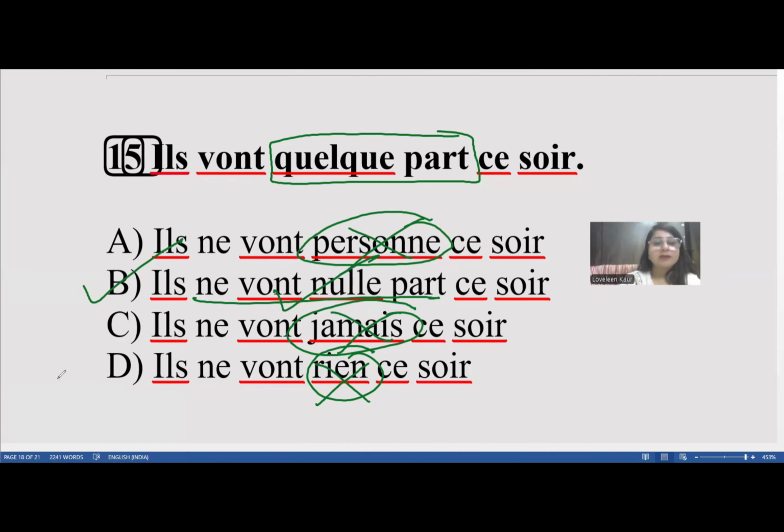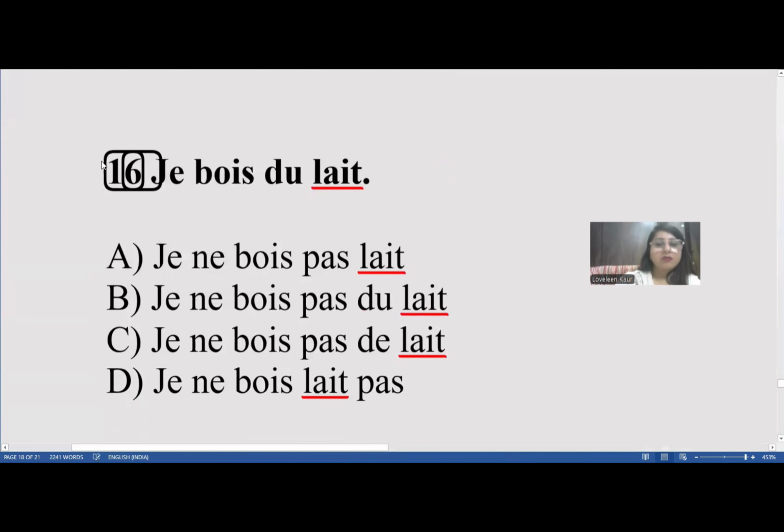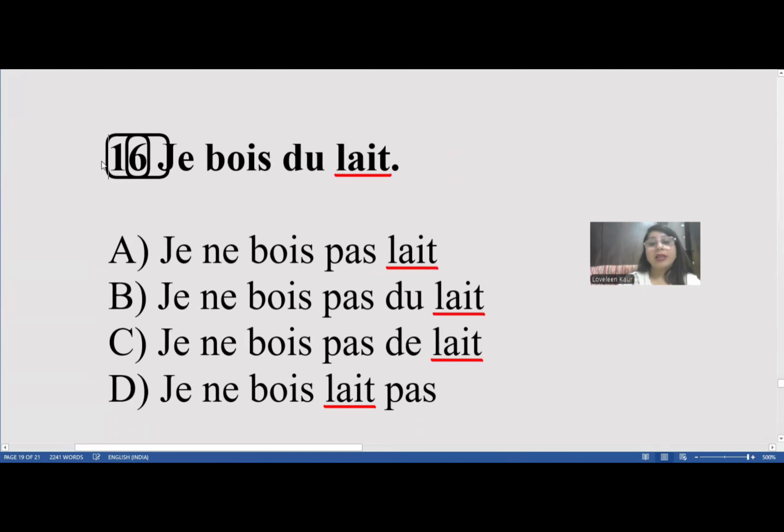All right. Now let's see. Je bois du lait. Now let me just change this also. Just a moment. We'll put it down. Okay. Je bois du lait. I drink milk. What is the right option?